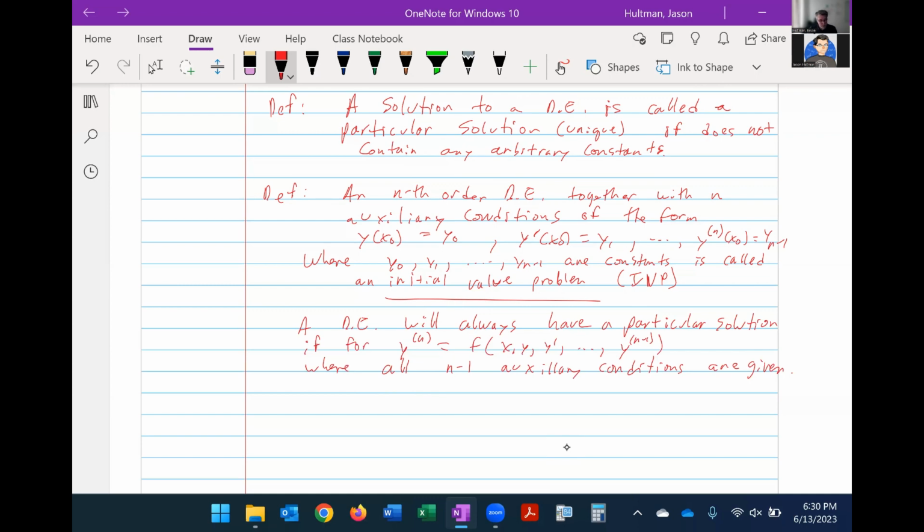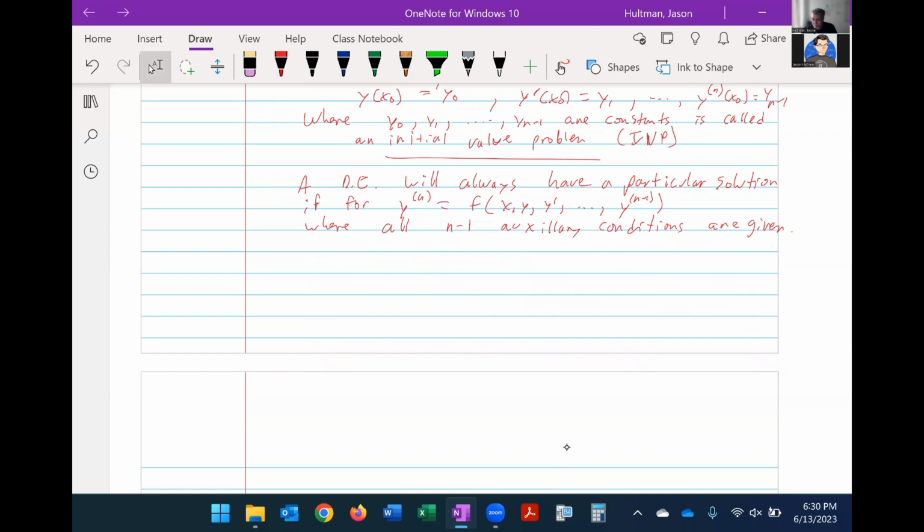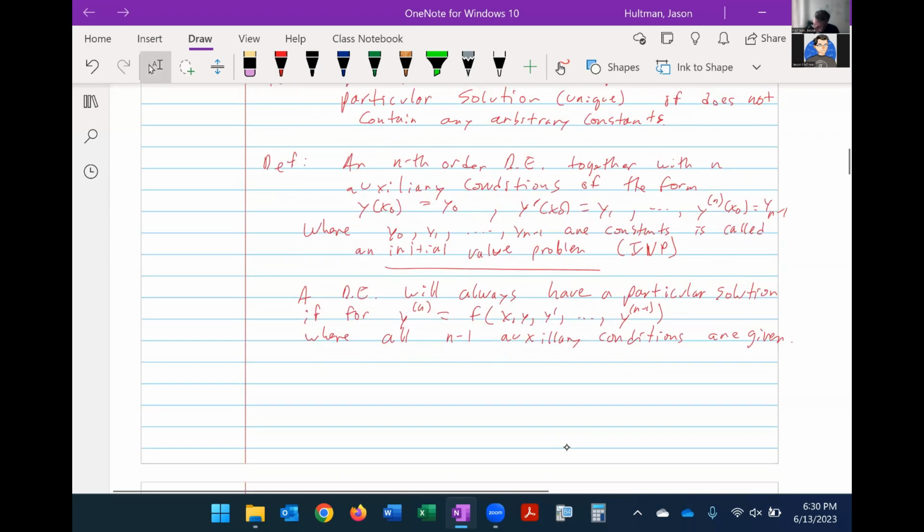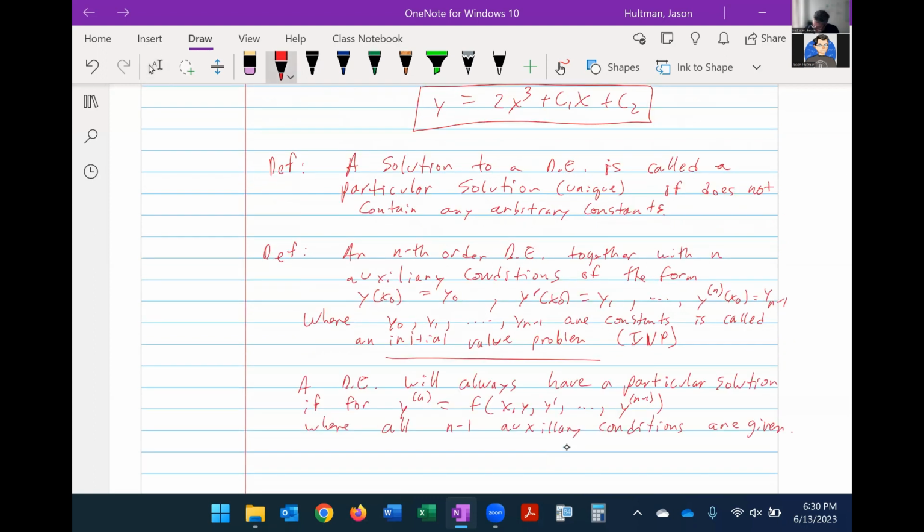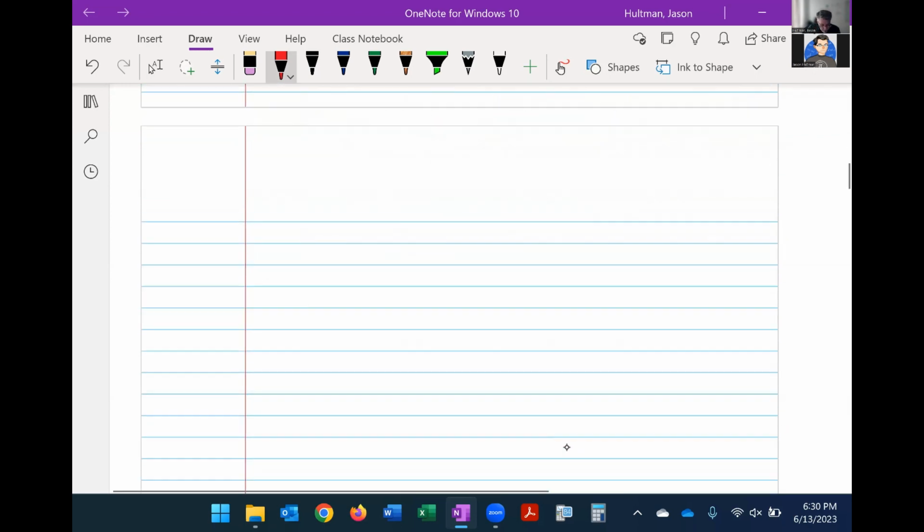Okay, so you're like, what the heck does that mean? Well, it just means that we can find a particular solution if we are given what all the derivatives are equal to. If we're given what all the derivatives are equal to at that value, then we can solve a particular solution at that value, x naught. Okay, let's look at an example here.